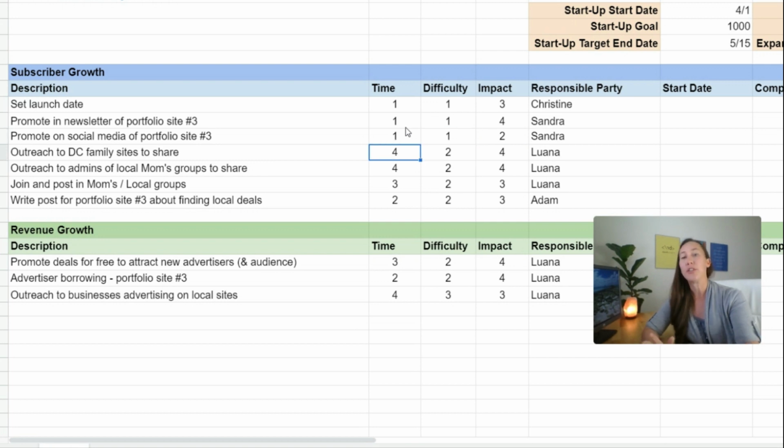Now, some other things that we can do are going to take a little bit more time, but this is also where you can start if you don't have any sites, which is to start outreaching here. So there are a lot of Facebook sites that talk to families specifically, giving them ideas of things to do. So being able to go to those different sites and say, hey, we have something completely free. We're not selling to your audience. We just share these great deals in your area.